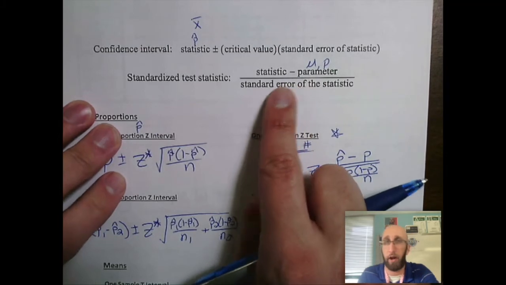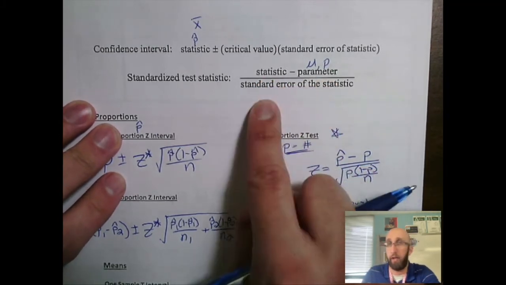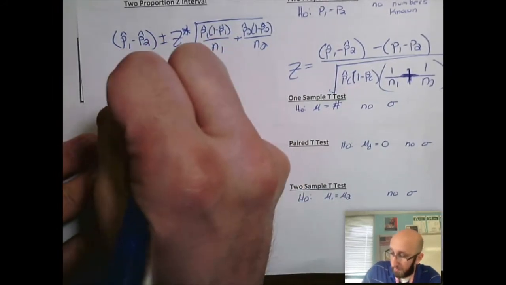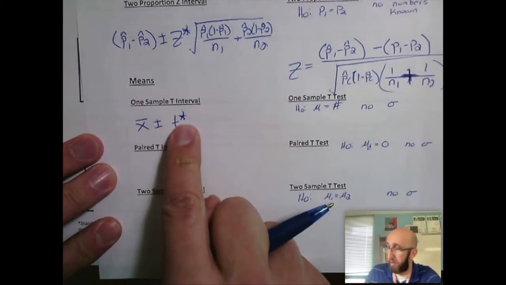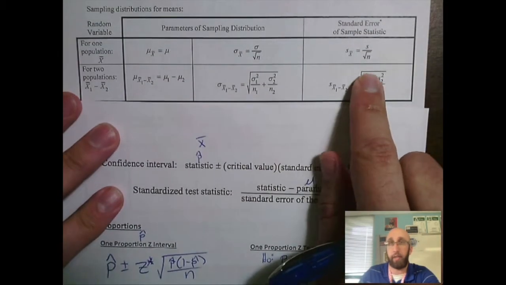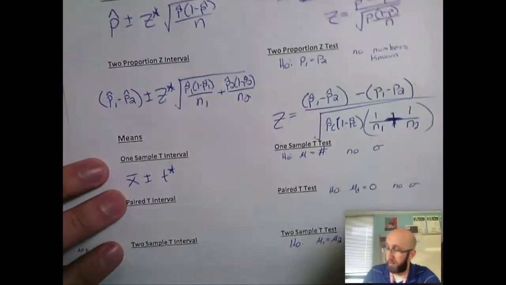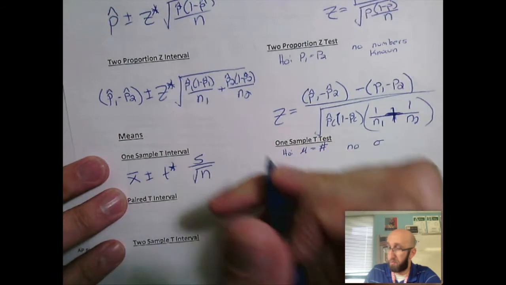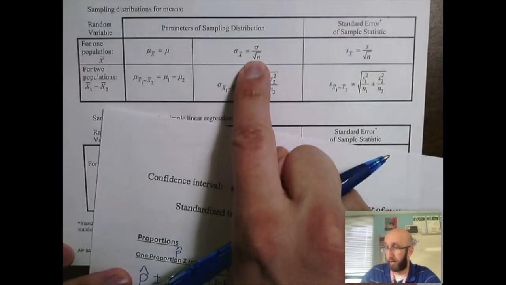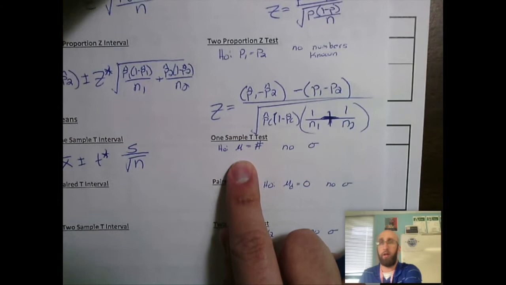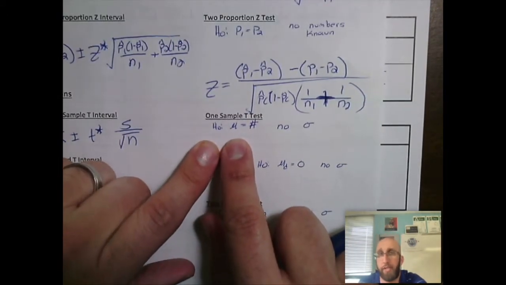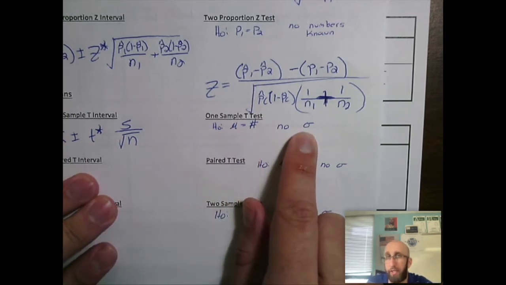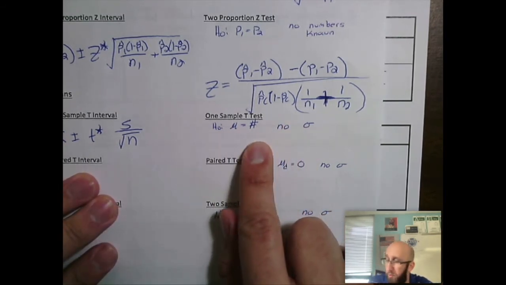Standardized test statistics, so for your hypothesis test, is statistic minus parameter divided by the standard error of the statistic. For a one sample t-interval, we're talking x-bar plus or minus t star times the standard error of the statistic. The standard error of the statistic is s divided by the square root of n. We don't know sigma, so we're not using this one. For my next one, a one sample t-test, we're going to assume mu is equal to some number, but we don't know sigma, and that's going to be important as we get through this.